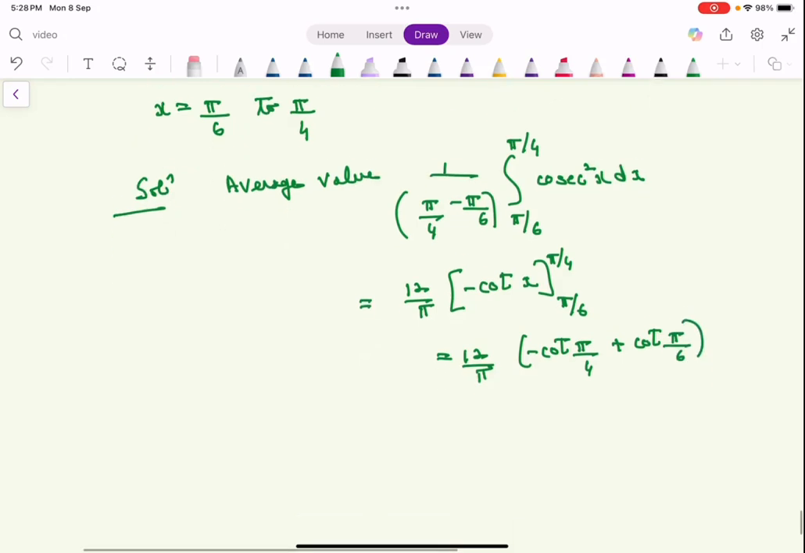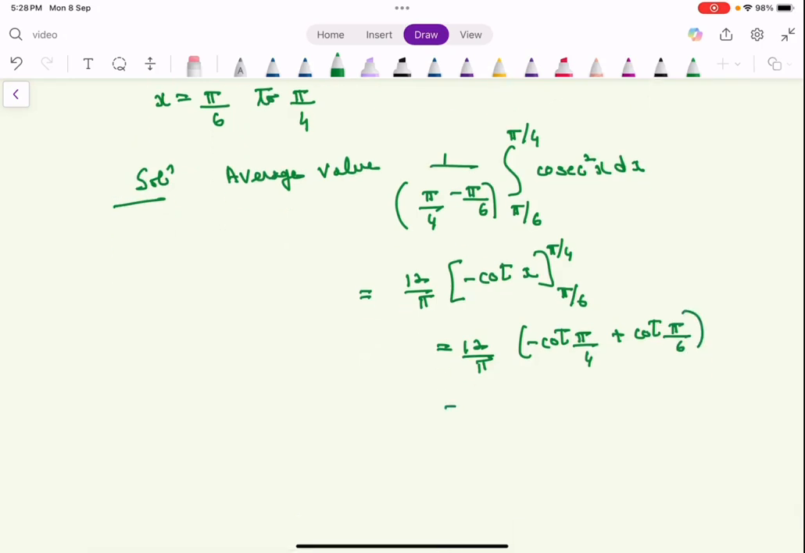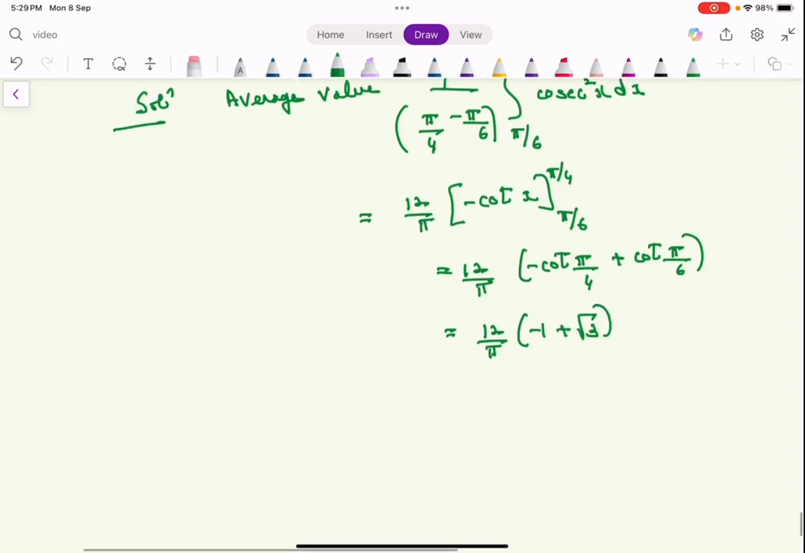And you know the values of tan pi by 4 is 1 and tan pi by 6 is 1 by root 3. So substituting, we get the answer as 12 by pi into minus 1 plus root 3.